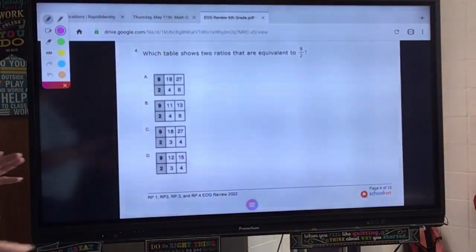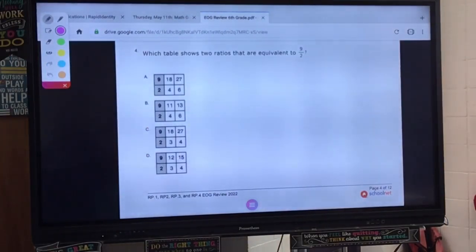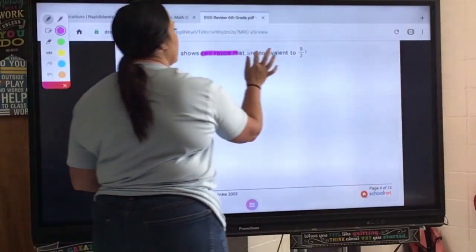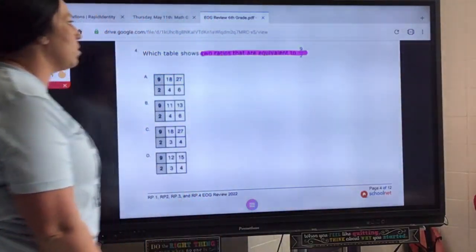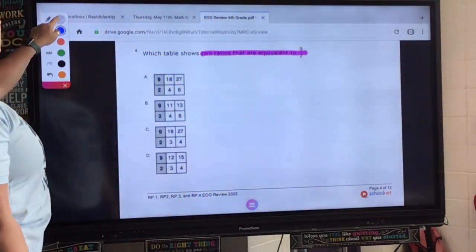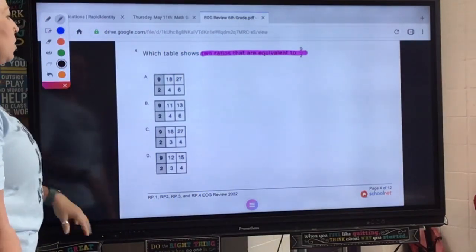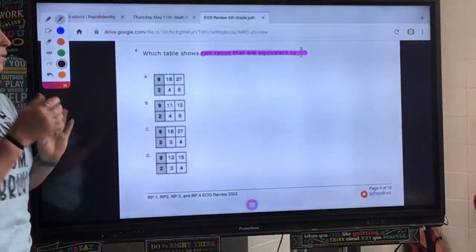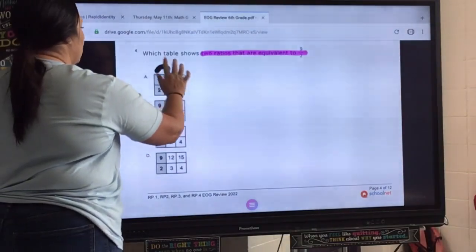Alright, what's important in our question? What's important in our question? Kaya? 2 ratios that are equivalent to 9 to 2. 2 ratios that are equivalent to 9 over 2. So 9 over 2 starts all of them.